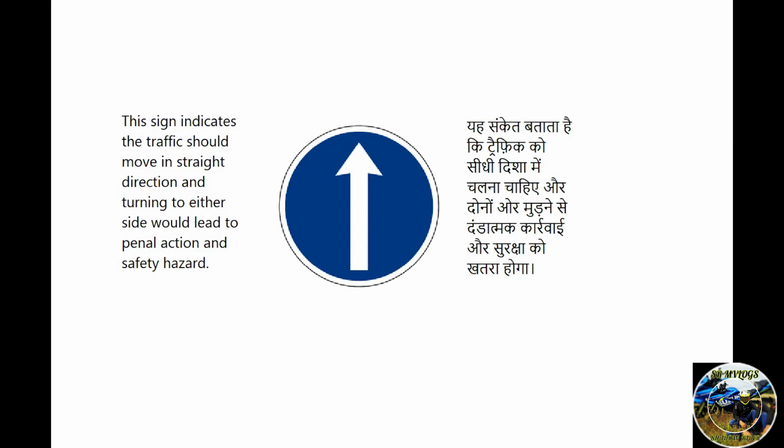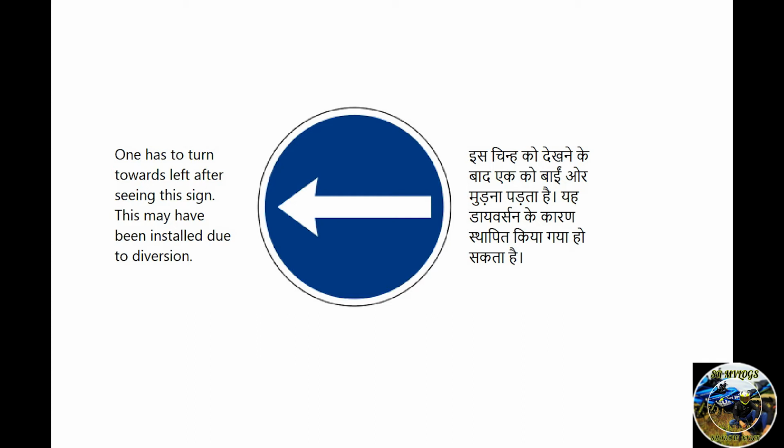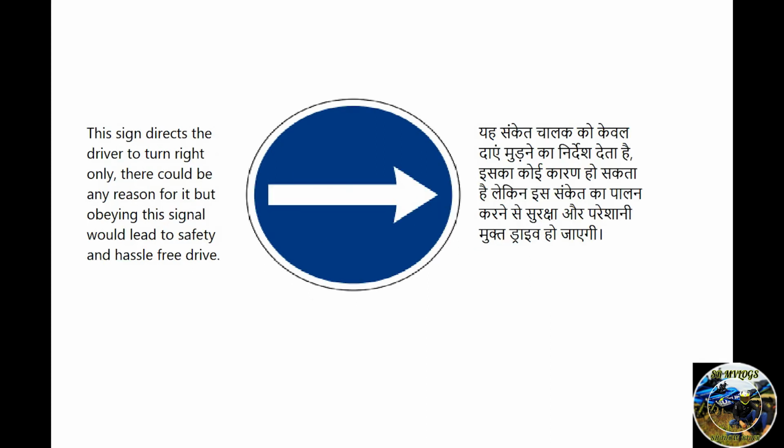This sign indicates the traffic should move in straight direction and turning to either side would lead to penal action and safety hazard. One has to turn towards left after seeing this sign. This may have been installed due to diversion. This sign directs the driver to turn right only. There could be any reason for it, but obeying this signal would lead to safety and hassle-free drive.